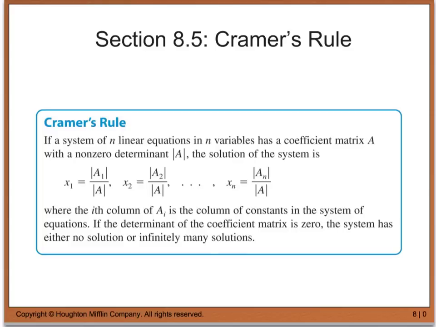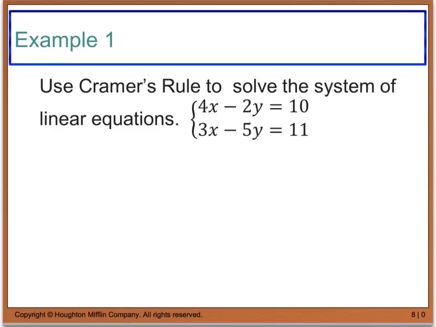Again, let's look at our next example. I almost forgot. If the determinant of the coefficient matrix is 0, then the system either has no solution or has infinitely many solutions. That would be the only thing we have to look out for when we are using Cramer's Rule. So we're going to use Cramer's Rule to solve this system of linear equations.